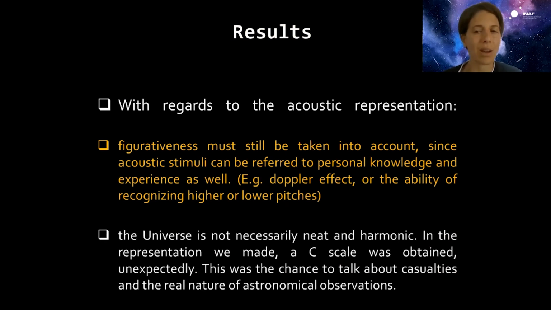Also in the case of our representation, by chance we had the result that if touched in a certain sequence, the objects of the display made a C scale. And this was also an opportunity to talk about the causality in science and the real nature of astronomical observation, which is very chaotic indeed.